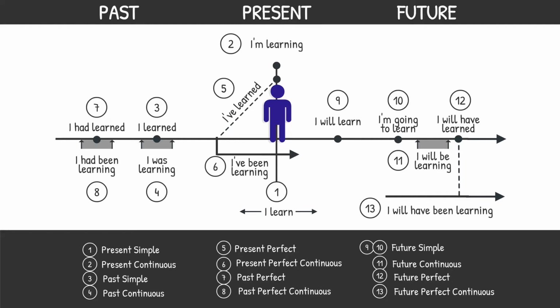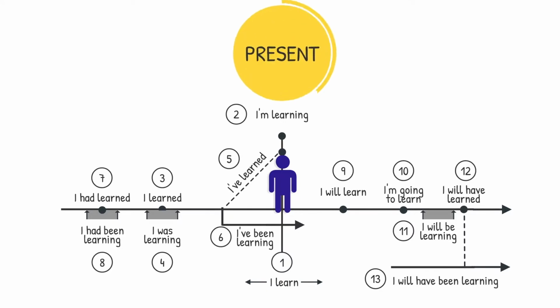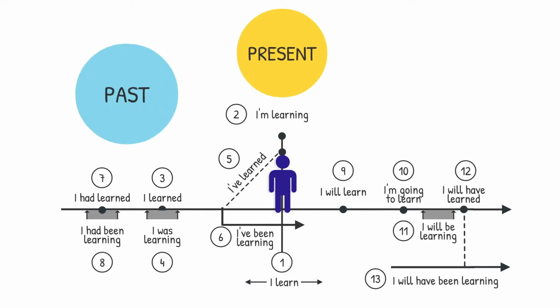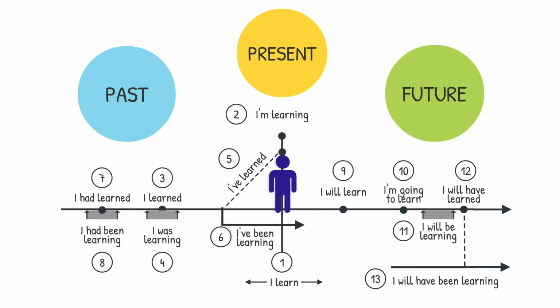Here are all the tenses in the English language. We've numbered them to make them easy to compare, and that's exactly what we're going to do today. Compare the tenses. We want you to look at the little character in the middle. All around this person is the present tense. To the left are the past tenses, and to the right we have the future.